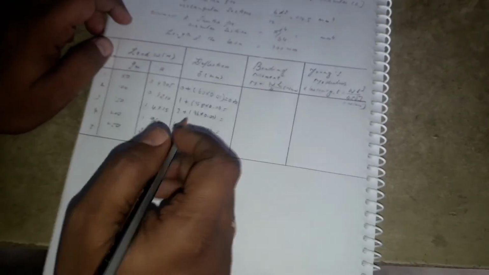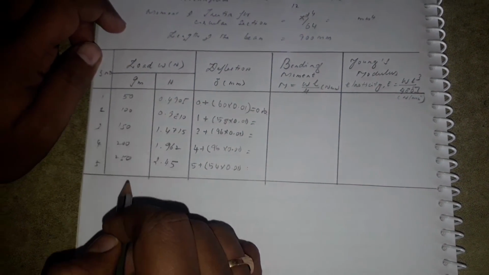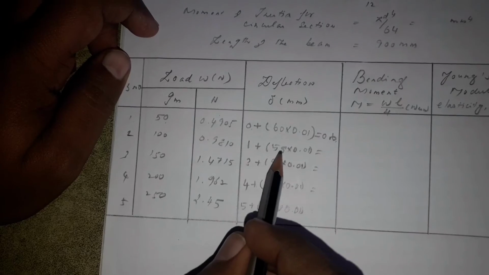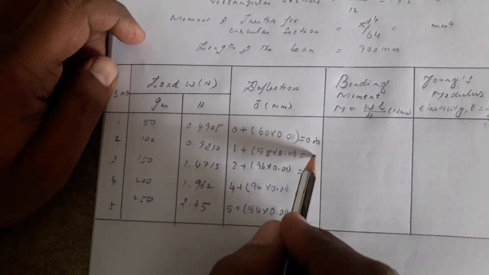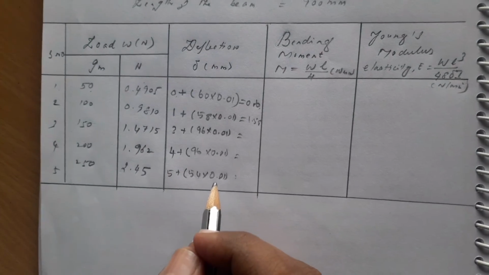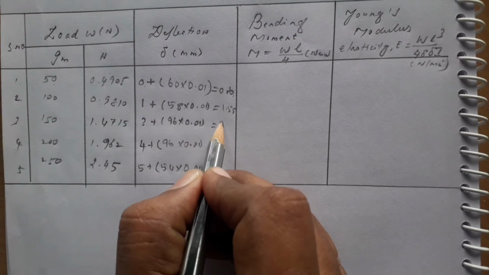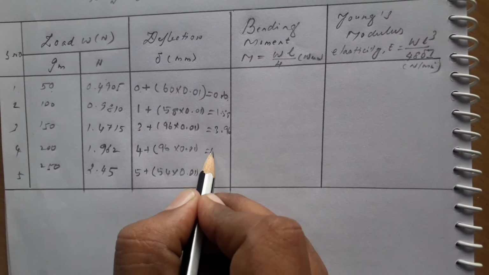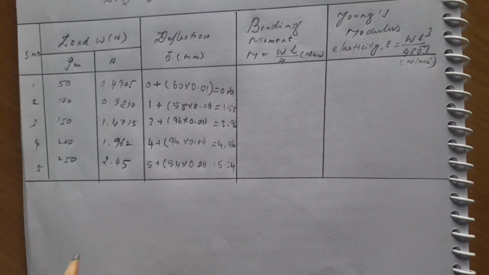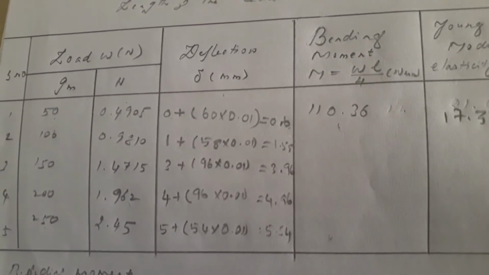See in this table. So already calculated the first value for 50 gram, then for the remaining values also the same procedure should be followed. So 1 plus 58 into 0.01, whatever value will come. So all the things should be calculated. So now we are going to calculate. So 3.96, 4.96.